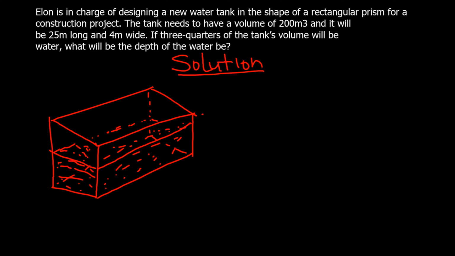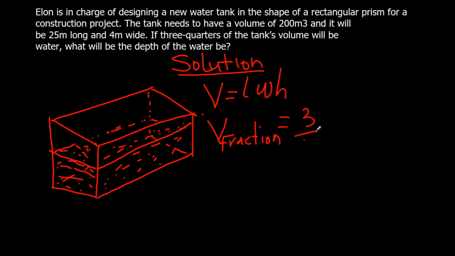So as you know, the volume of a rectangular prism is equal to length times width times height. Now they said that 3/4 of this prism is filled with water, you know. So we would try to look at the fraction that is filled with water. So I would like to call that fractional volume. The fractional volume that is filled with water is equal to 3/4 of the total volume.